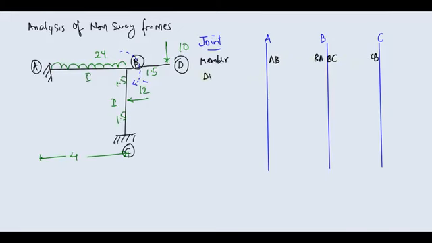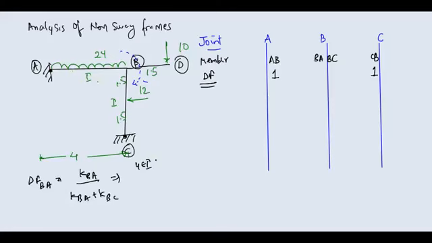Next step is distribution factor. You can calculate distribution factor for, suppose AB is definitely 1, and CB is also 1, because from this joint you are having only one member, so it is definitely 1. You have to find distribution factor of BA. It will be stiffness of BA divided by stiffness of BA plus stiffness of BC, exactly what we did in beam. So it is 4EI.